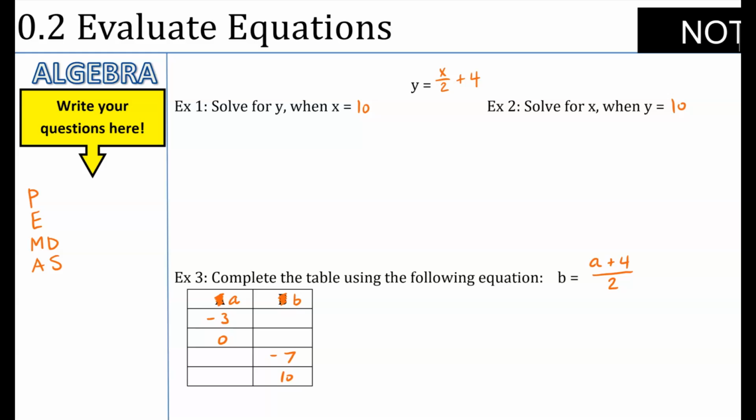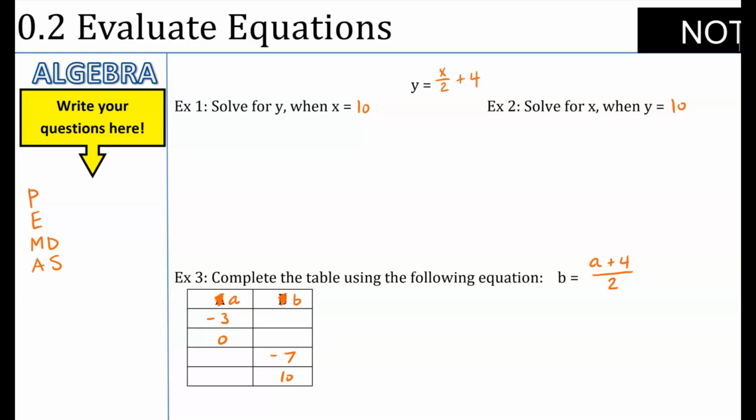Welcome back for your second notes where we're going to be evaluating equations. You'll notice in these notes that not all the problems are completely filled in for you, so you'll have to fill in as you go. At the top of your paper you have y equals and a blank space. Make sure you fill in x divided by 2 plus 4. We're going to use that equation to work through examples 1 and 2.